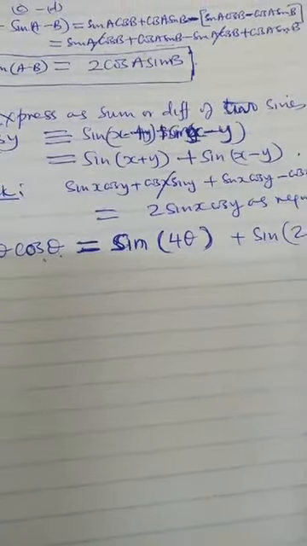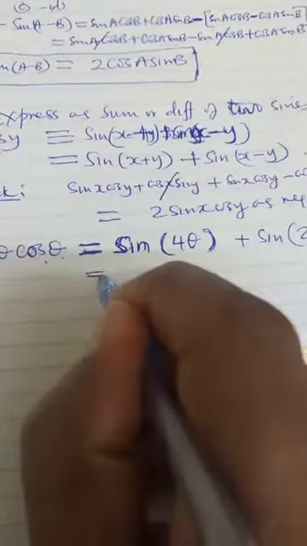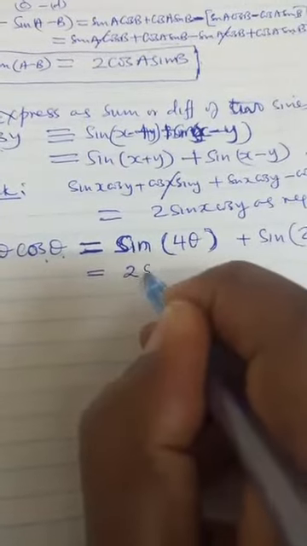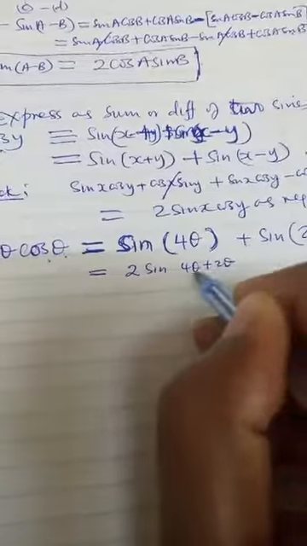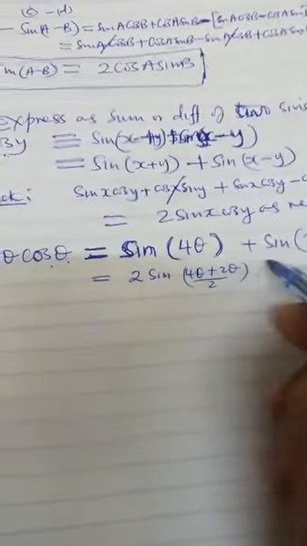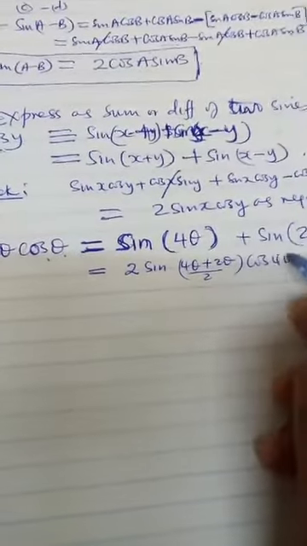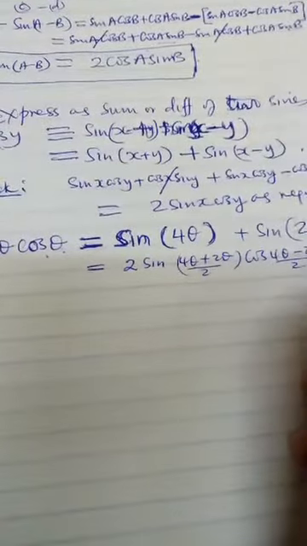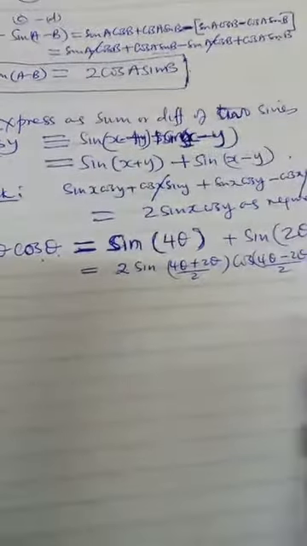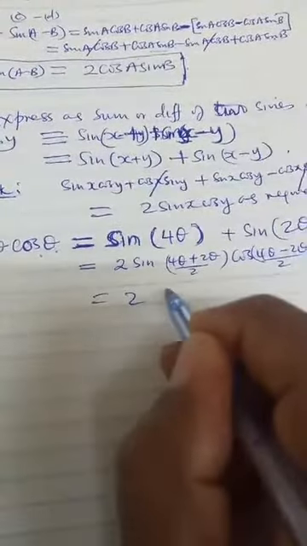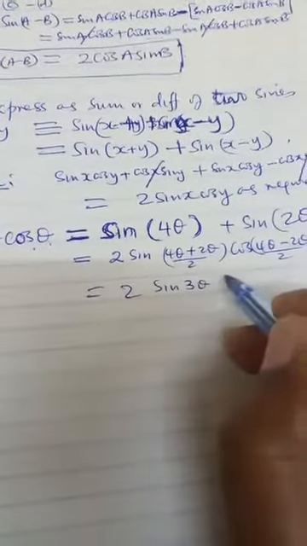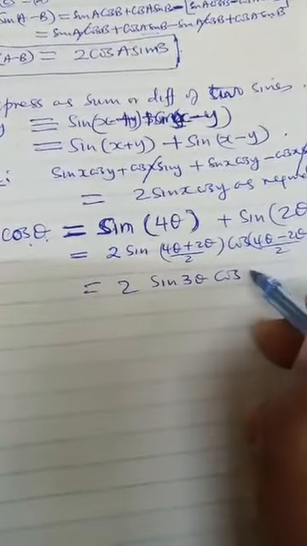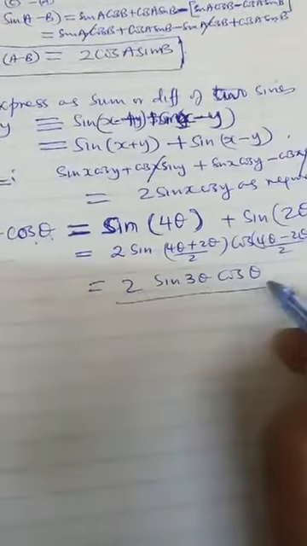So ideally, the interpretation is that you say it is 2 sine of (4 theta plus 2 theta) over 2, cos of (4 theta minus 2 theta) over 2. And this is what gives you 2 sine of 6 theta over 2, which is 3 theta, cos of 2 theta over 2, which is theta, which is equal to the left-hand side. That is like a proof.